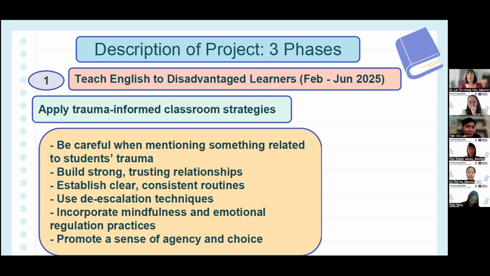And the fifth one, incorporate mindfulness and emotional regulation practices. For example, you can start the lesson with a short mindfulness exercise like deep breathing. The last one is to promote a sense of agency and choice. For example, you allow your students to choose the topics or the formats for the presentations.